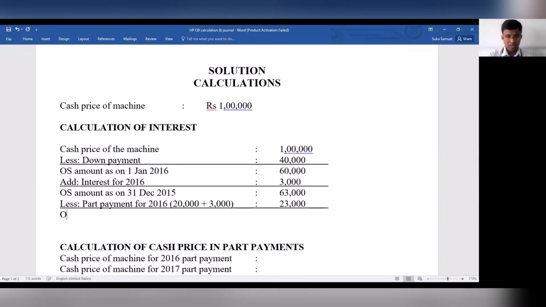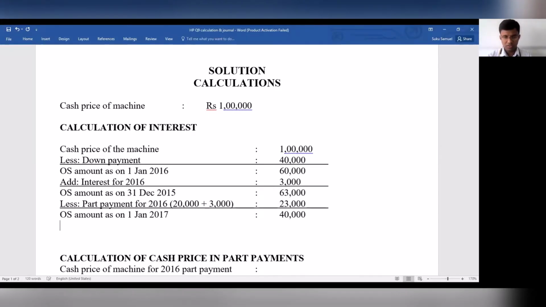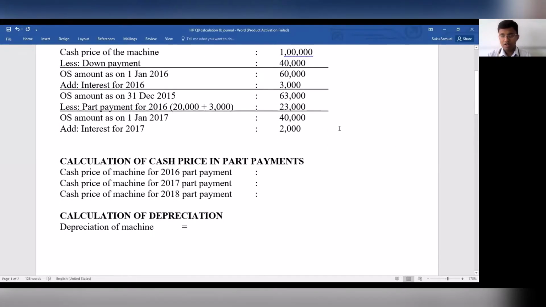Now let's calculate the outstanding amount as on 1st Jan 2017. This works out to be 40,000. Now to this, let us add the interest for 2017. We will calculate the interest on the outstanding amount. The outstanding amount here is 40,000, and the interest at 5% on the outstanding amount works out to be 2,000.